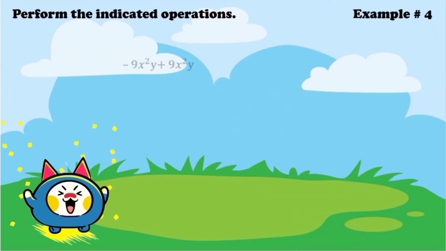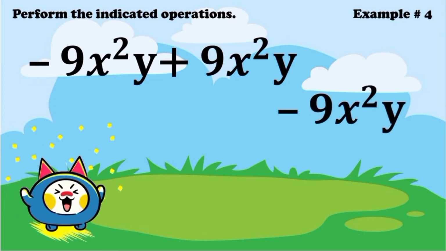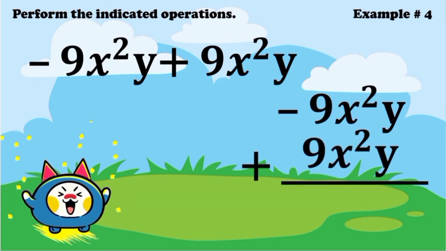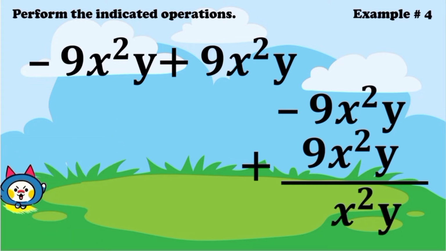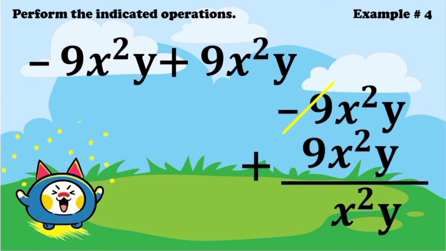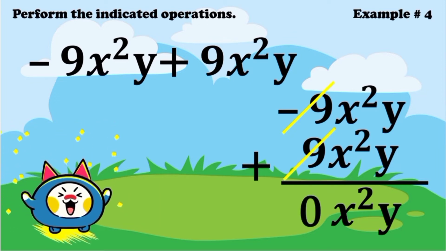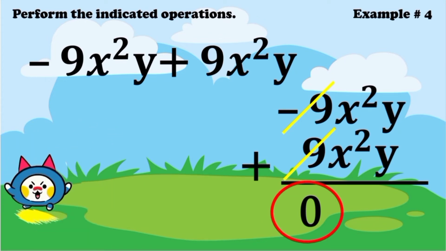Example number 4. Negative 9x squared y plus 9x squared y. First, let's align it vertically. Now let's add. Because they are similar terms, we can bring down the literal coefficient. Now let's proceed to negative 9 plus 9. Because they have different signs, we will subtract the terms, giving us the answer of 0. Again, 0 has no sign and no literal coefficient.